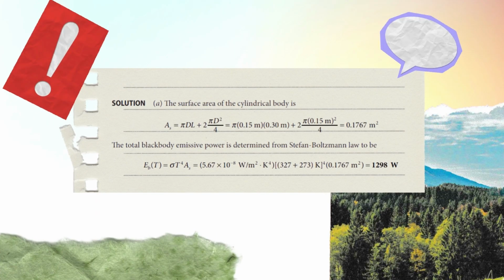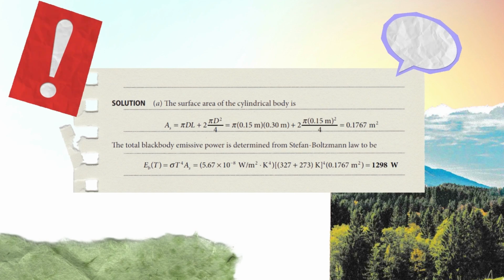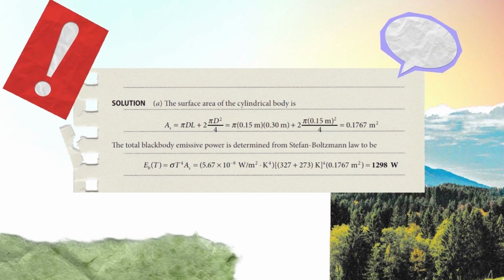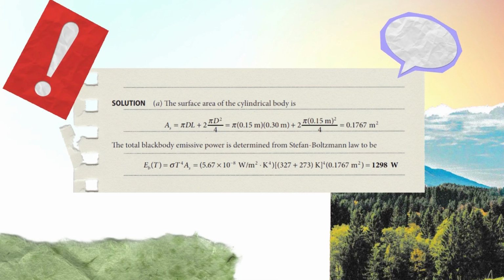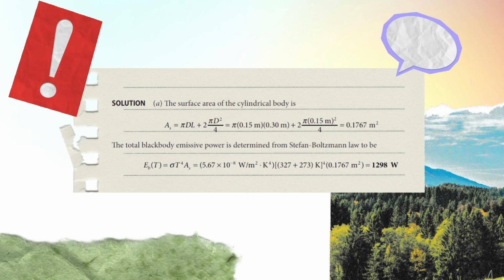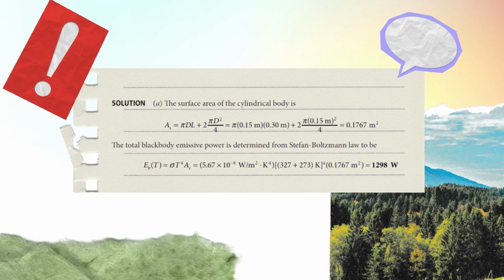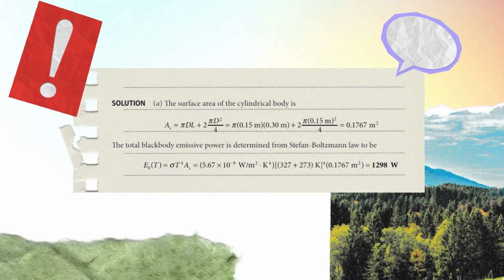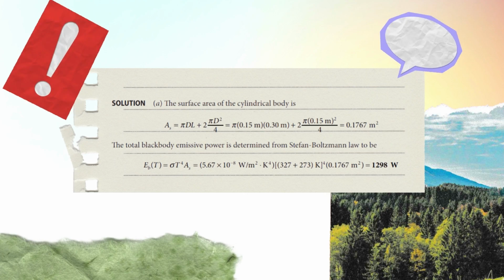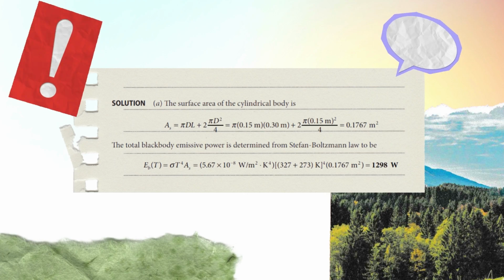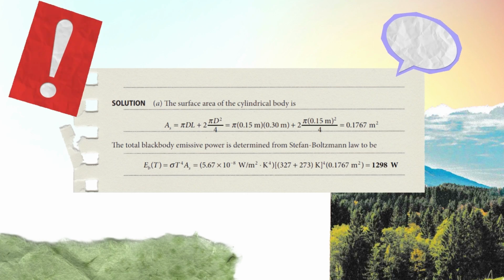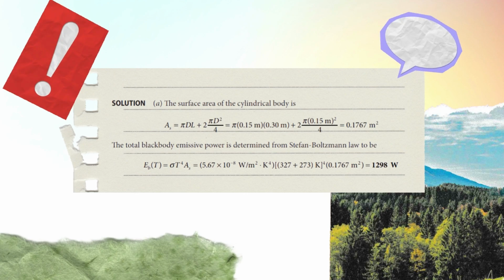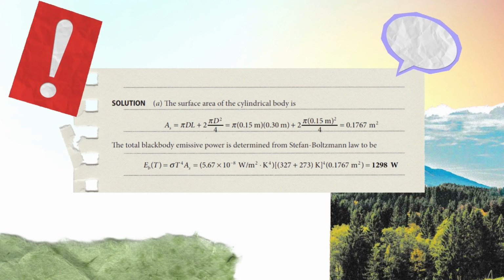Now for the solution. The surface area of the cylindrical body is pi D L plus 2 pi D squared over 4. Substituting the given, it will give us an answer of 0.1767 square meter. The total blackbody emissive power is determined from Stefan-Boltzmann law. Sigma multiplied by temperature raised to 4 multiplied by the surface area will give us an answer of 1298 watts.